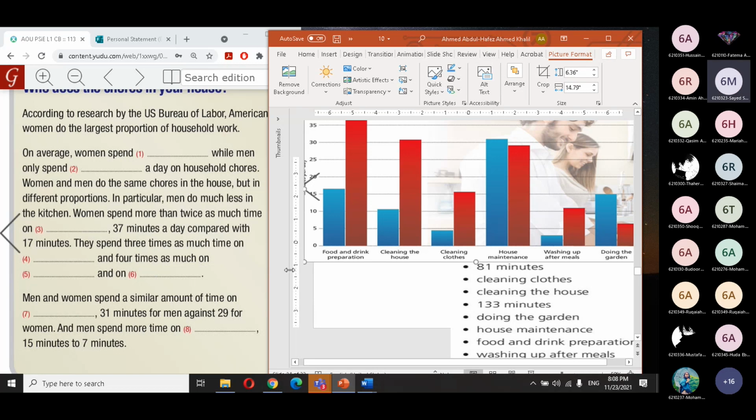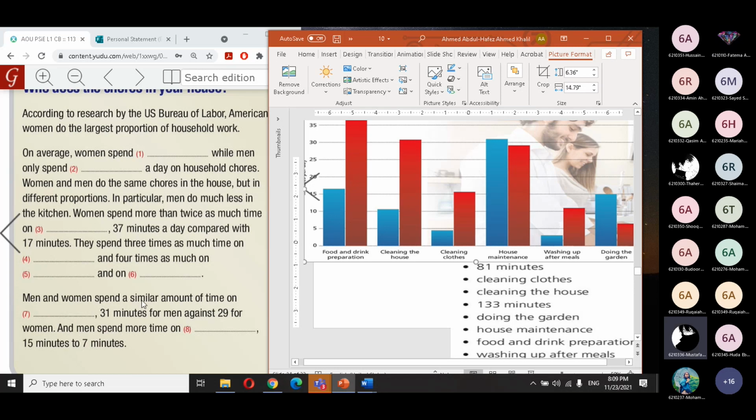4 times, there are two things. Which one is 4 times? Okay, cleaning clothes. Yes, because if you look at this, male 4 minutes, female 16. 4 times 4 is 16, so here it means 4 times. What else is 4 times? We need one more 4 times. Washing up after meals. Yes, excellent, because if you look at this, washing up after meals, this is 3 and this is 11 or 12. So 3 times 4 is 12. That means 4 times on washing up after meals.